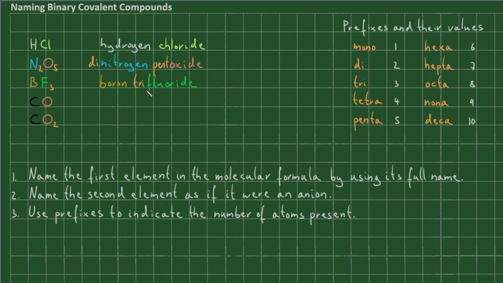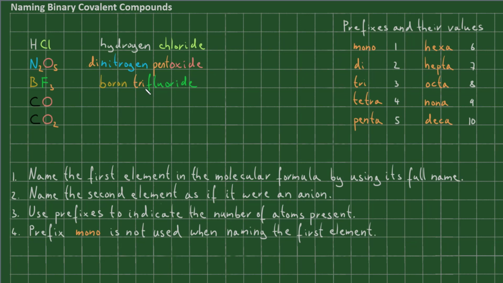At this stage you might be asking, well, why is it not monoboron trifluoride? After all, I have 1 boron. Should I not indicate that? Well, we have a guideline for that as well. In fact, we have 2 guidelines. The first one states that the prefix mono is not used when naming the first element. So if I only have one of the first element, there is no need for the mono prefix.